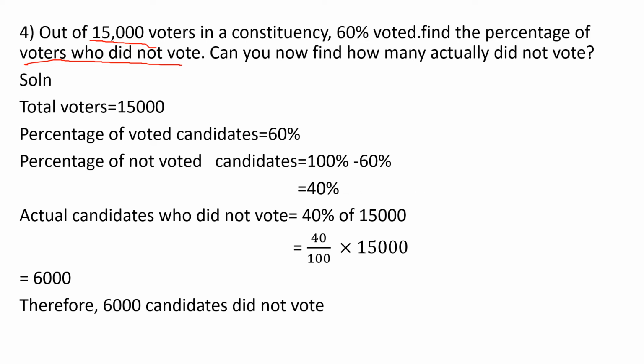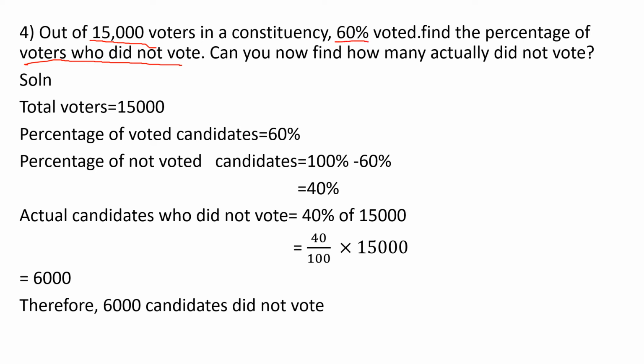They went and have done voting. But how many of the remaining didn't vote, we don't know. We want to find out the remaining candidates who did not vote. But here they have given only the percentage. If they had given the numbers, it would be easy, right? The total minus the given, we would get the answer. But here they have given the percentage. Now understood the question? Okay.